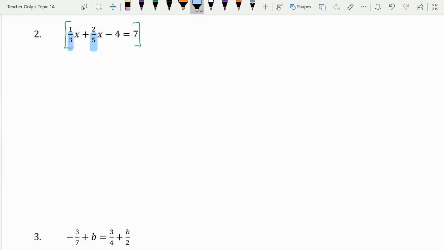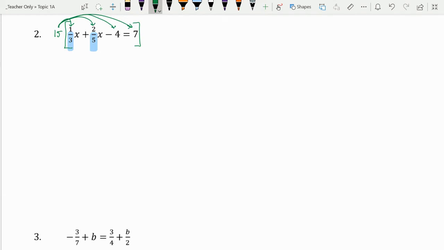You want to think about what is the first number 3 and 5 both go into. I'll say it again. What is the first number 3 and 5 both go into? And yes, that would be 15. Once you find that number, that is the one you multiply the entire equation by. Our first fraction by 15, our second fraction by 15, we're going to multiply 4 by 15, and 7 by 15.